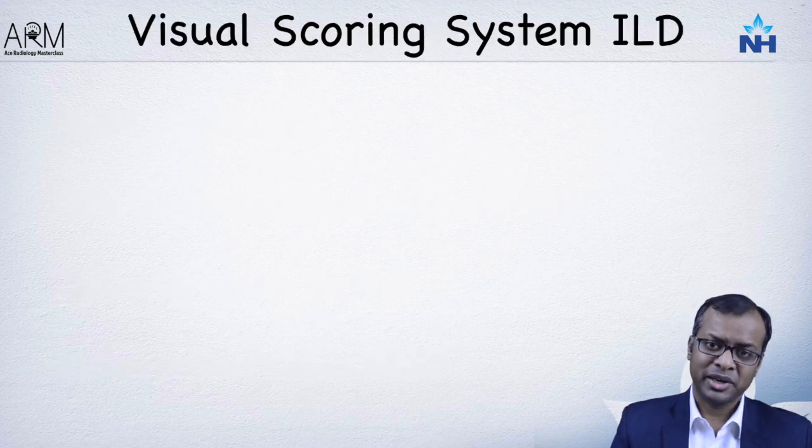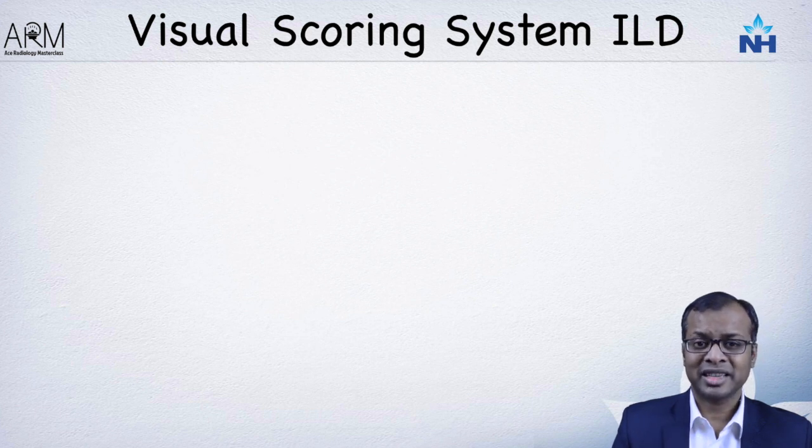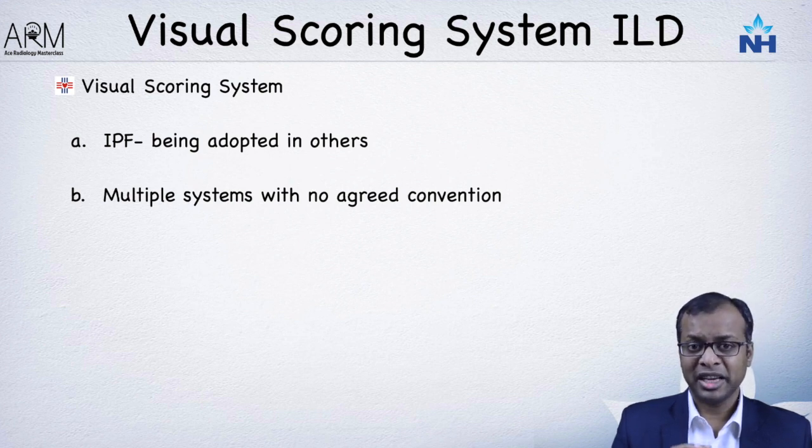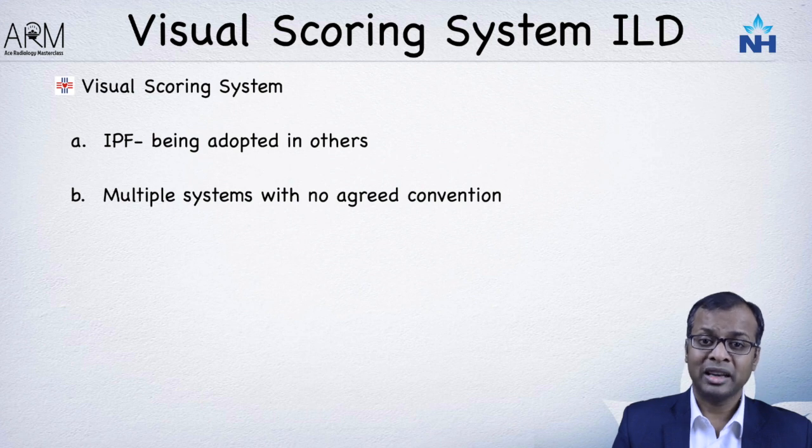There are different ways of scoring ILD. You can score them visually by looking at the scan or taking the help of artificial intelligence or computer systems. Now, with visual assessment, every scoring is actually based on IPF. This is where it got started, and people have adopted this scoring system for other areas. There are numerous scoring systems with no agreed convention. By that, I mean if I use one particular scoring system, I do not know if it is valid for my population data set or not. And therefore, different publications, different research work have looked at different scoring systems with varying results.